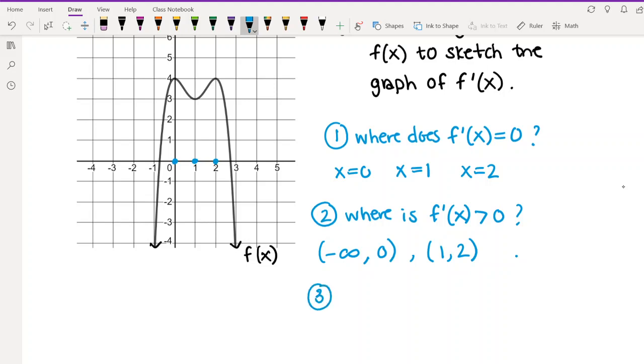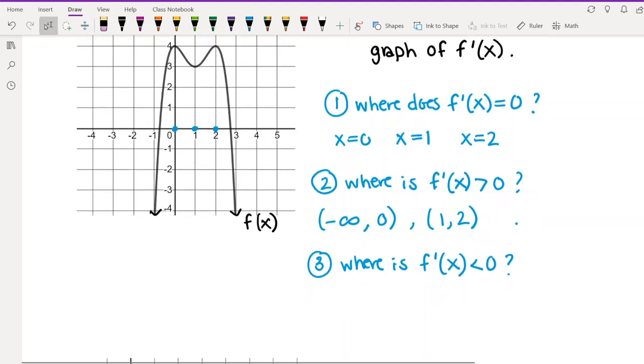And then the last question we want to answer is, where is f prime of x negative? And so now we're looking for where the function is decreasing. So it's decreasing from 0 to 1, and then it's decreasing again from 2 to infinity. And so the answers here are going to be, like we just said, 0 to 1, and from 2 to infinity.